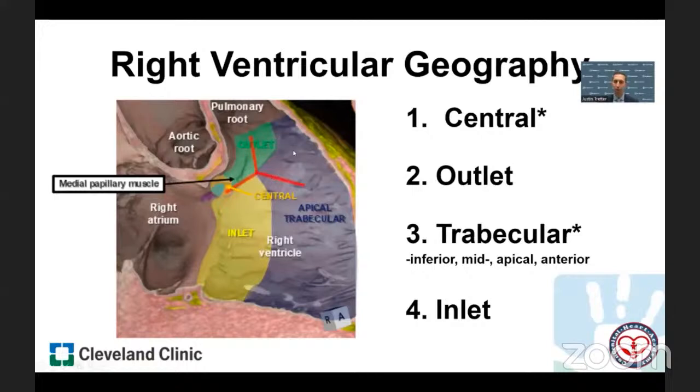And then the other component of the right ventricle is the apical trabecular portion, which extends from the outlet and inlet down towards the apex of the right ventricle. So these are the four areas geographically that a ventricular septal defect can open into the right ventricle. Again, with the perimembranous defect, it can extend to the outlet or to the inlet, or both, including it can extend into this area of the apical trabecular part of the septum.